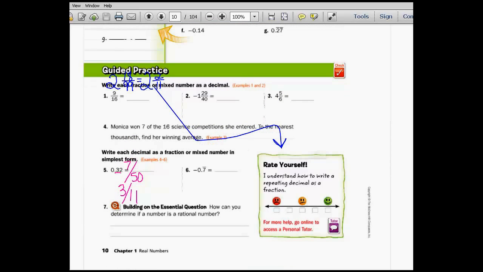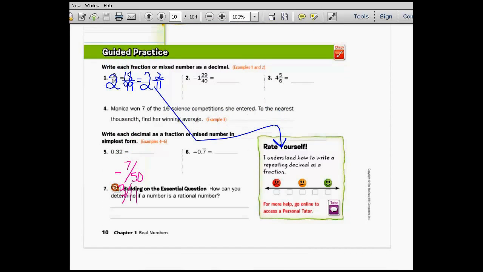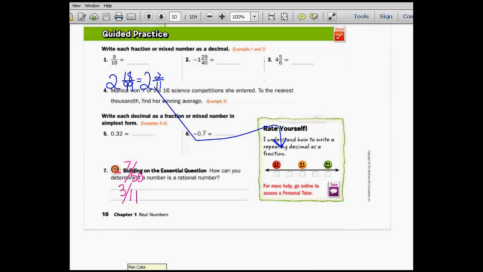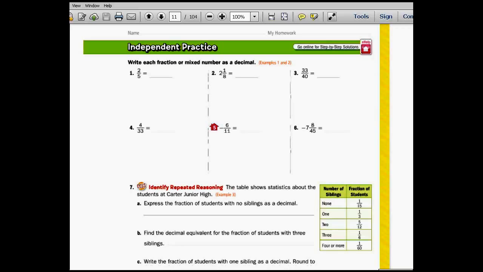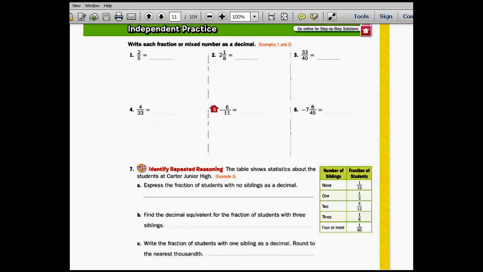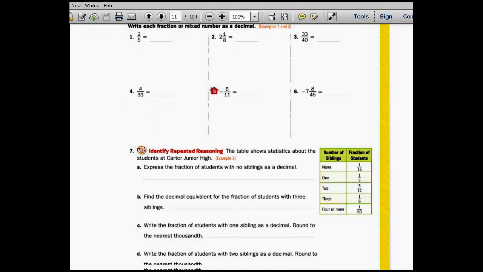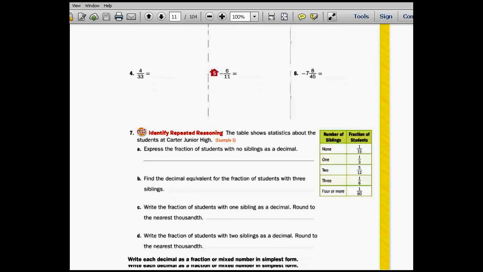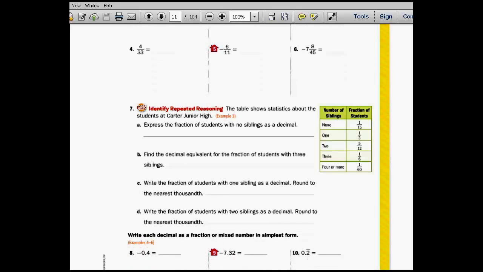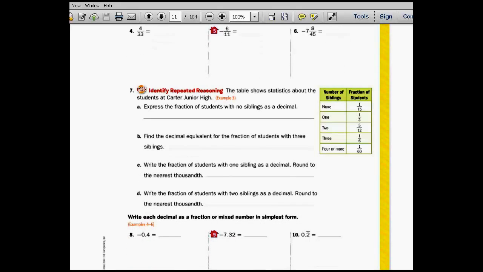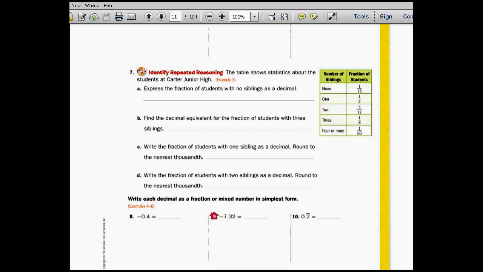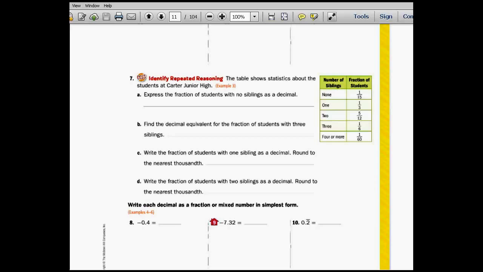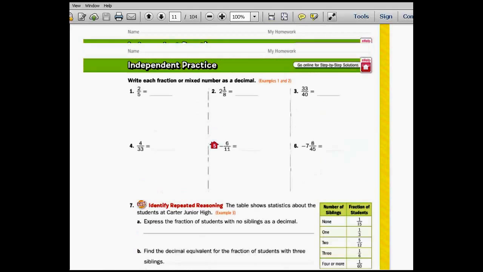All right, hopefully you're back. Write each fraction as a mixed number. And it went too far on me again. Come on, honey. This thing has a mind of its own. Come on, you ready yet? All right, let's go back.